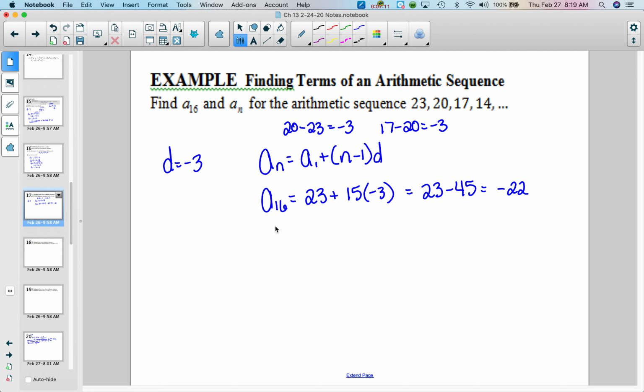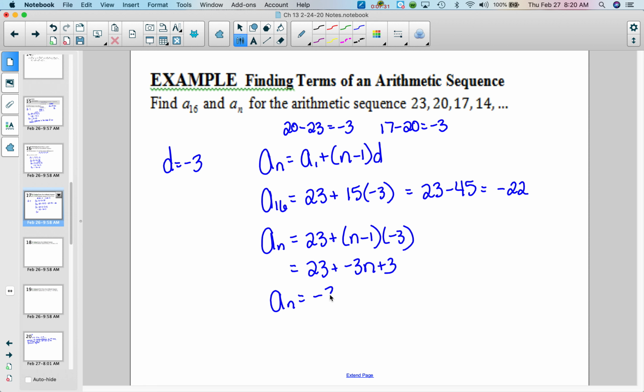So we could do that. And then if we want to find, in general, the nth term, a sub n equals 23 plus n minus 1 times negative 3. And I'm going to simplify that a bit. So I'm going to have negative 3n plus 3 when I distribute. So I get a sub n equals negative 3n plus 26.